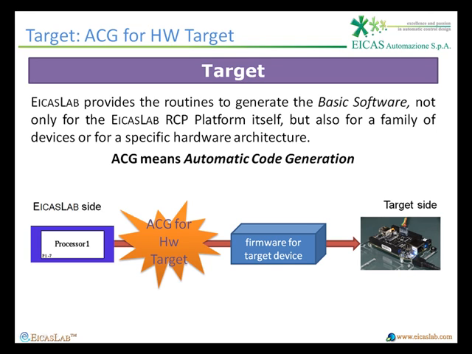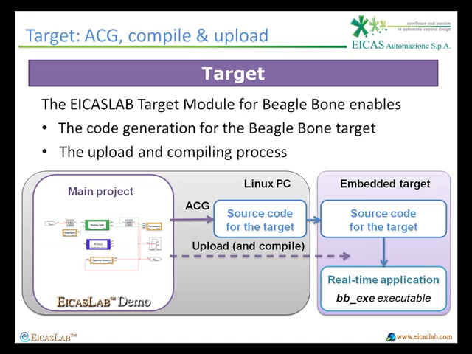In fact, EICASLab provides the SCG for hardware target feature, meaning automatic code generation for hardware target, aiming at generating the target-dependent source code for a set of preselected targets, such as, in this case, the BeagleBone Blackboard. The EICASLab target module for BeagleBone enables the code generation for the BeagleBone target and the upload and compiling process on it, in order to have the real-time application to run in the hardware target.